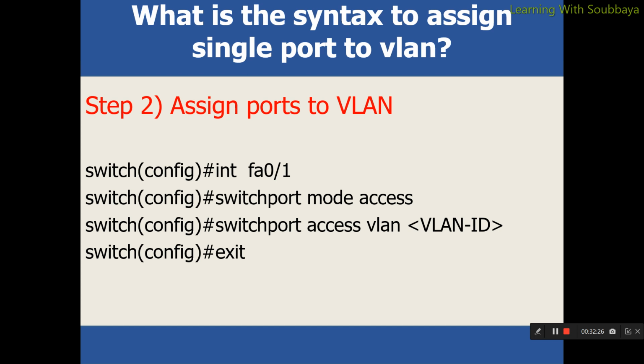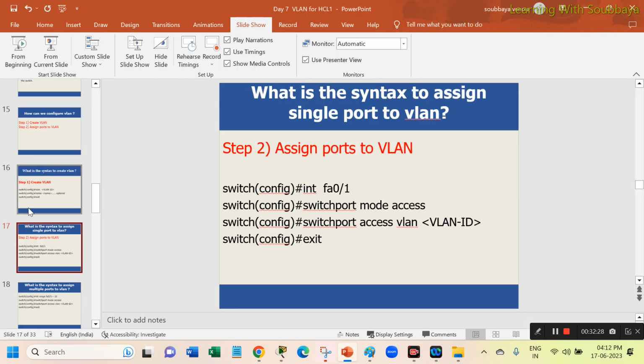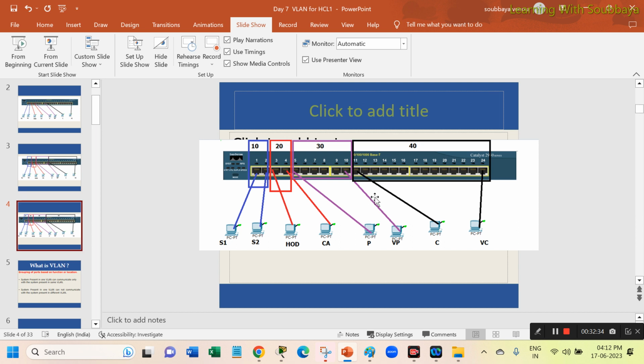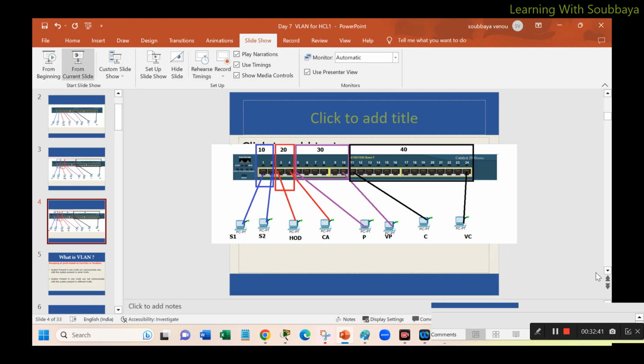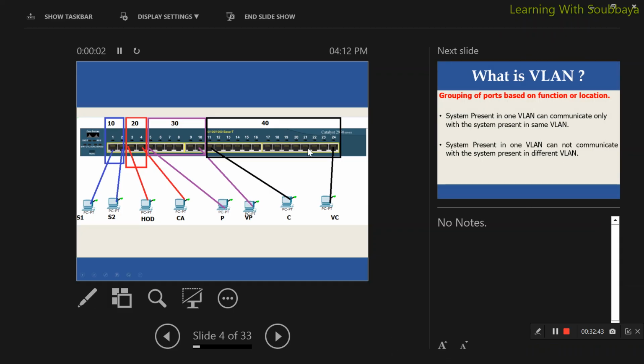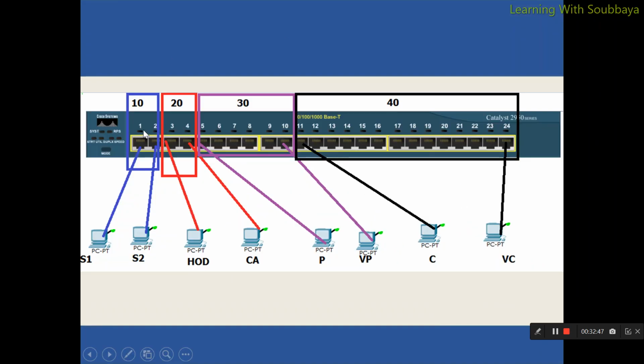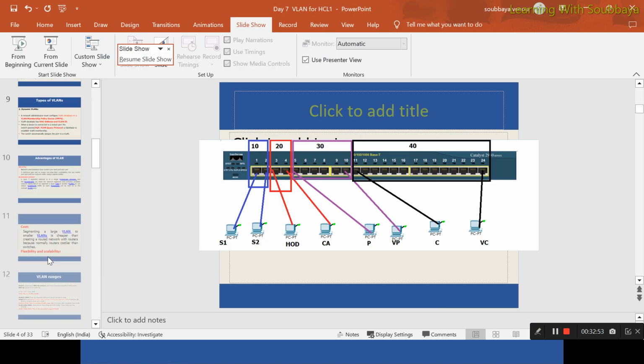So similarly, one by one I want to assign the VLANs here. The first port and second port I want to assign to VLAN 10, and the third port and fourth port I want to assign to VLAN 20. So what is the command we have to use here?